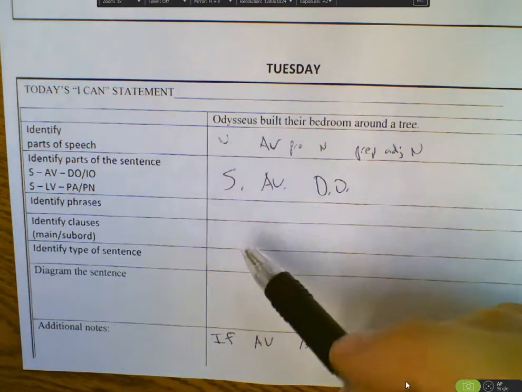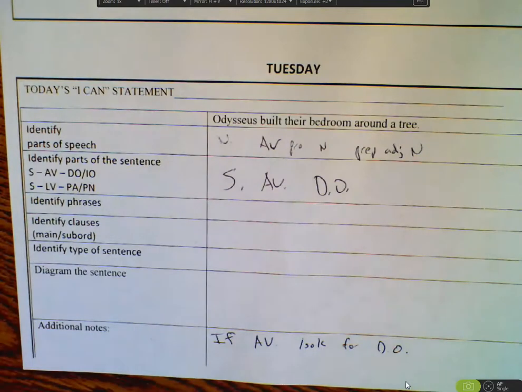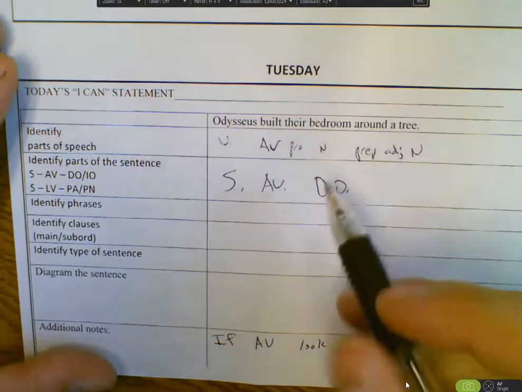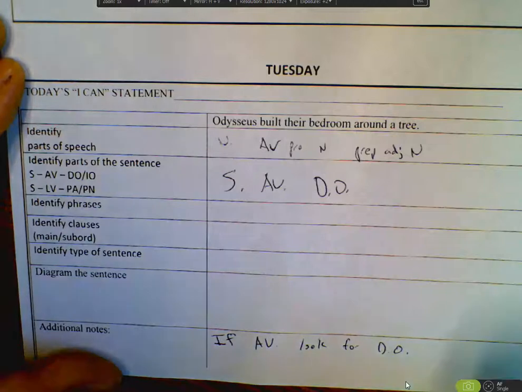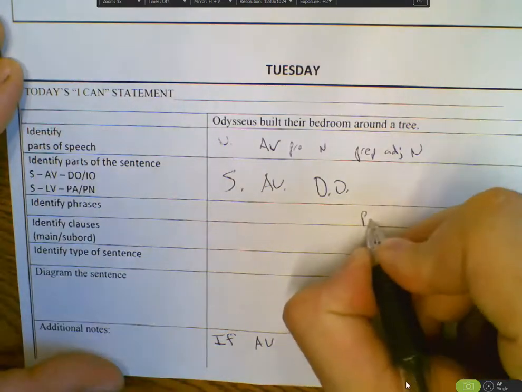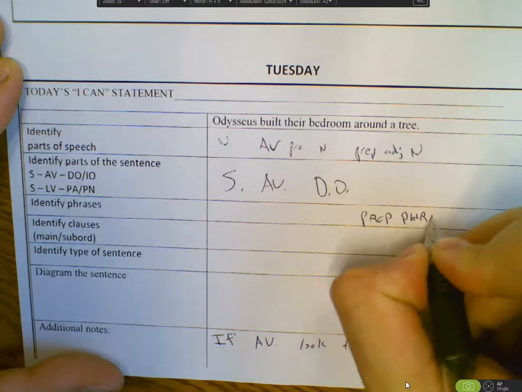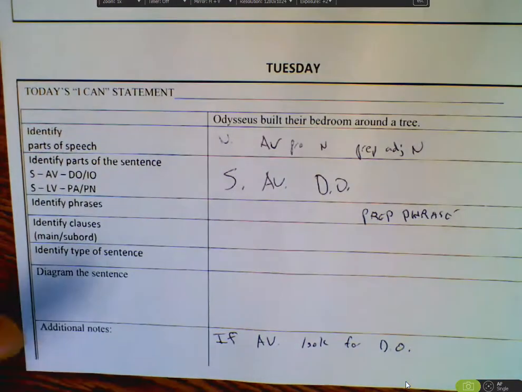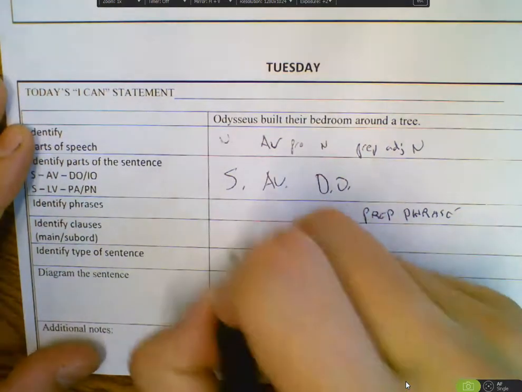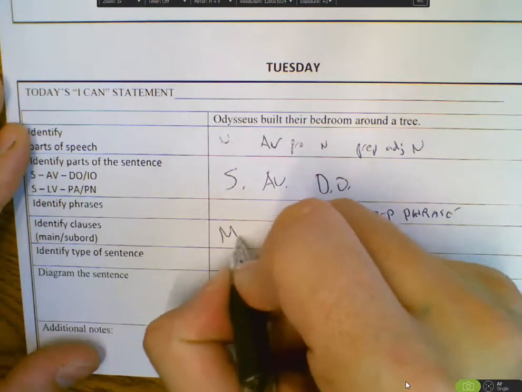Identify phrases. We were able to see that around a tree is a prep phrase. So I'm going to go ahead and write prep phrase there. And again, handwriting, terrible, I know, sorry. Identify clauses. We have one independent clause. So we have one main clause.